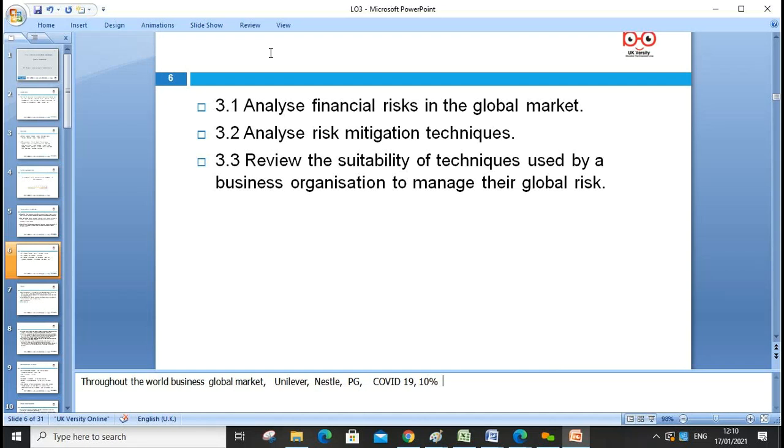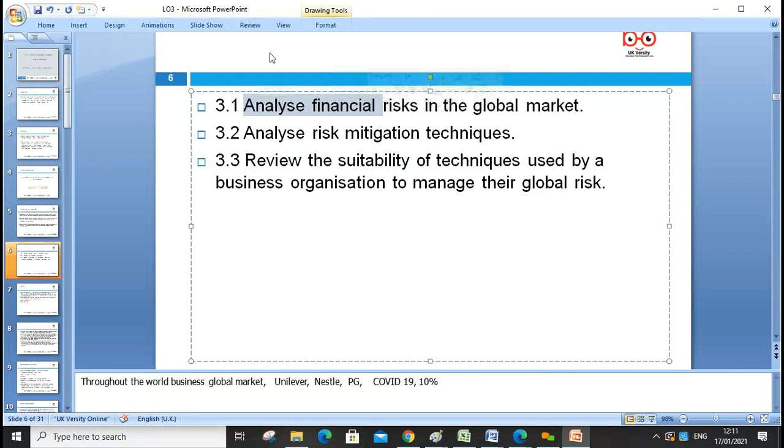So what strategies can we use? Maybe we can start different things. Maybe we can do online servicing. Maybe we can do some activities at the moment. That is why businesses want to be diversified. So we need to analyze the financial risk, and we can analyze the mitigation.